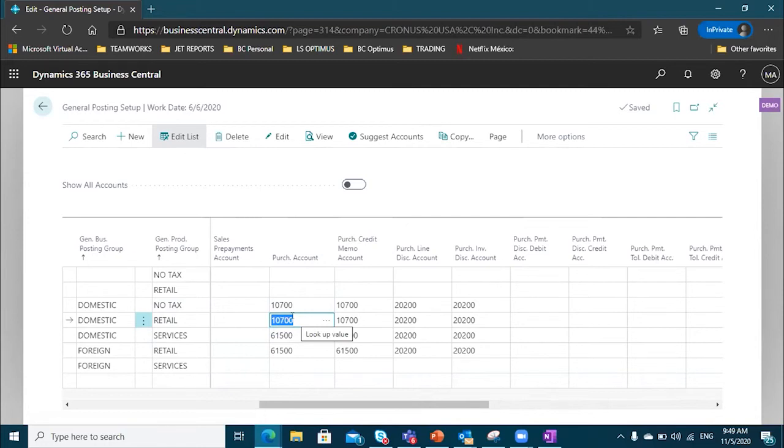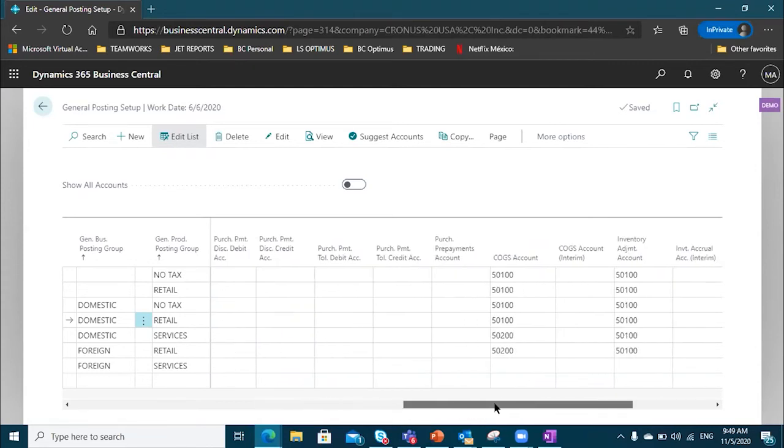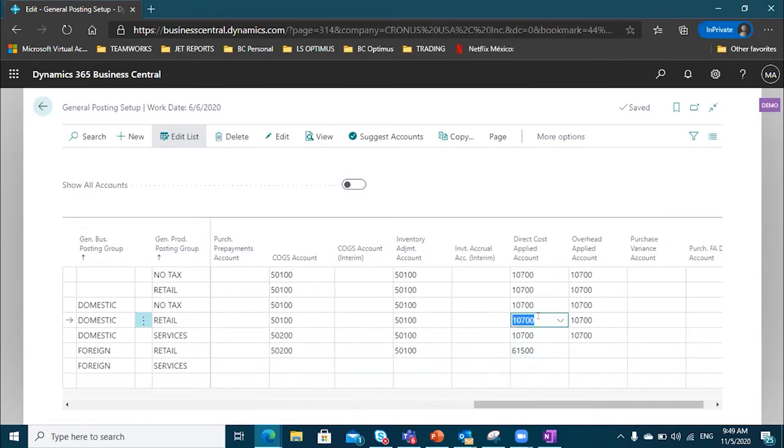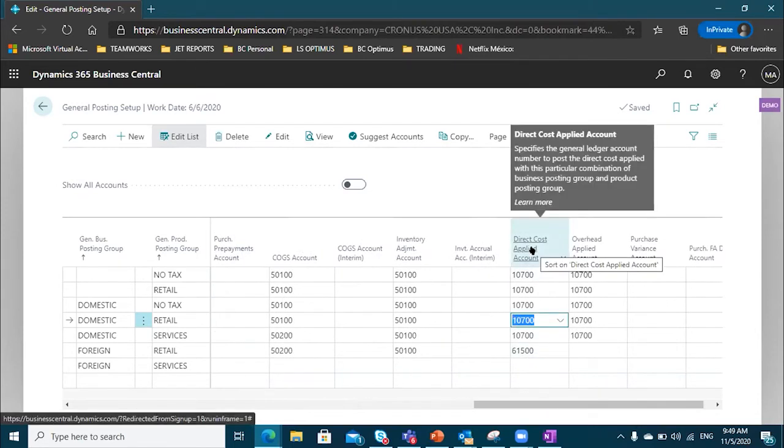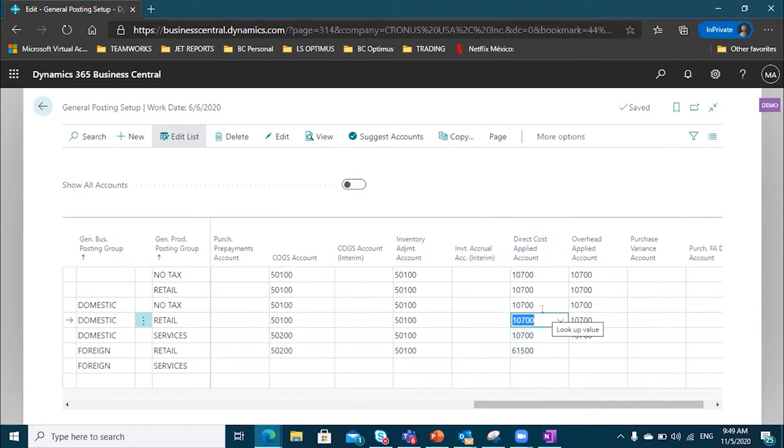But now in Business Central, the European accounting procedure would be the following. We are not going to leave the purchasing value into this account. We are going to offset. We are going to use an interim account to offset the value whenever we purchase. We post into this specific 10700 account, and then later we use this account as well for the direct cost applied account. I selected the same. But remember this is the most complex procedure to understand when it comes to posting groups.